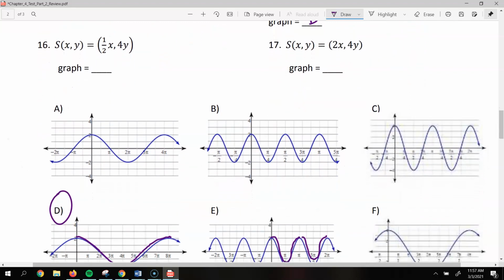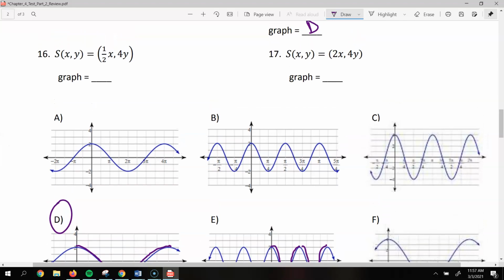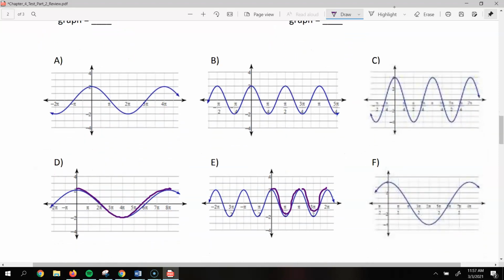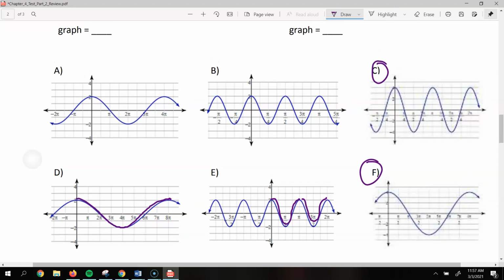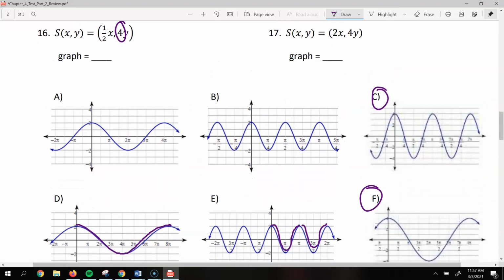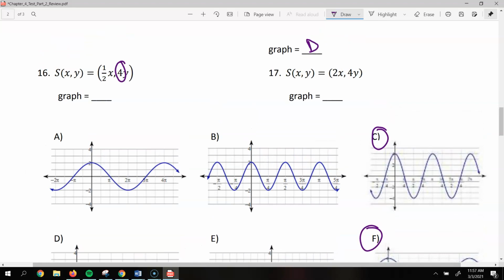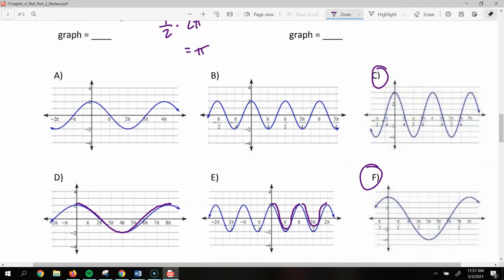All right, let's look at number 16. So for number 16, this is telling us what's happening. The 1/2 means horizontally it's being compressed to be half the size. Vertically, it's being stretched to be 4 times the size. So let's start with that, because that really narrows it down to between C and F, because both of those oscillate between -4 and +4. So now between those two, I want to figure out which one's being compressed to half the size horizontally. One period is normally 2 pi, so half of that would be pi. So I want to figure out which one of these repeats itself every pi radians. Well, that's going to be option C, because option C repeats itself every pi radians.